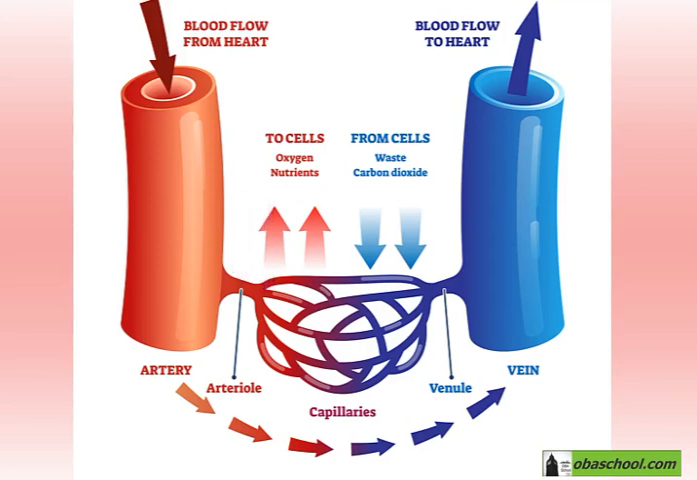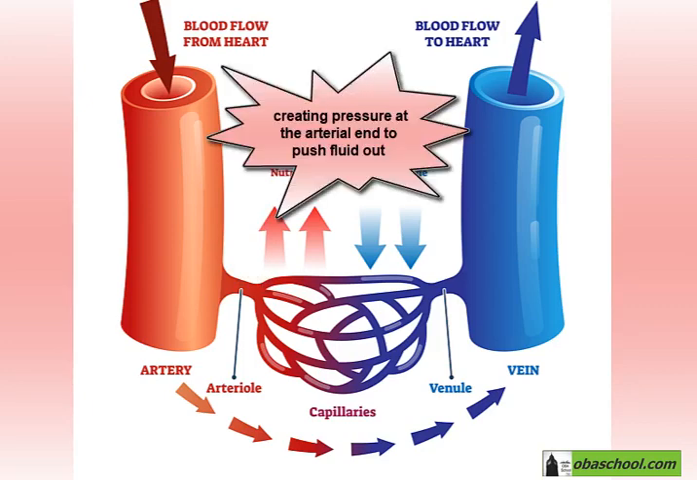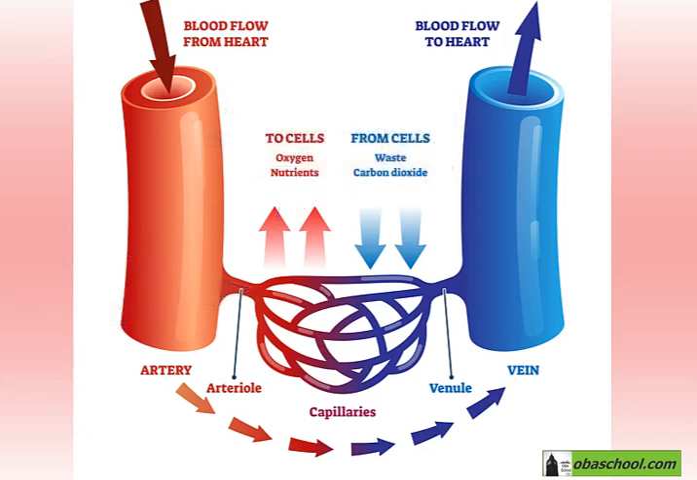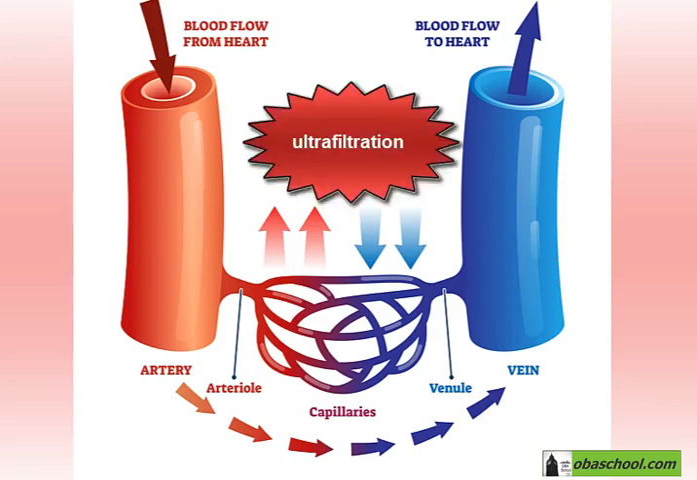So the combined effect of all of these is to create a pressure that pushes tissue fluid out of the capillaries at the arterial end. The pressure is just enough to force small molecules out of the capillaries to leave cells and proteins in the blood. This is a filtration system, and the type of filtration is called ultrafiltration.